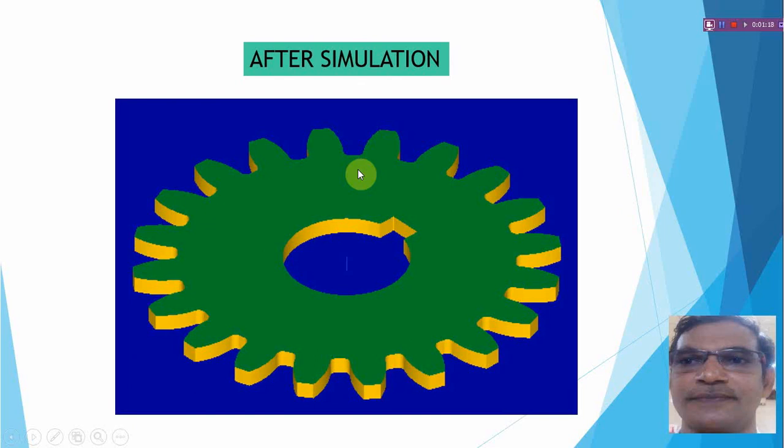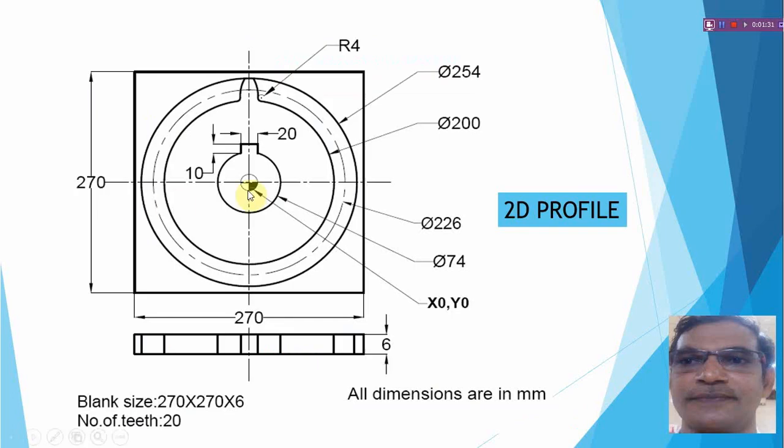This is the profile after simulation. This only we are getting. In this diagram, the rectangle size will be 270 by 270. The addendum circle is having 254 mm diameter. Dedendum is having 200 mm diameter. PCD is having 226 mm diameter.